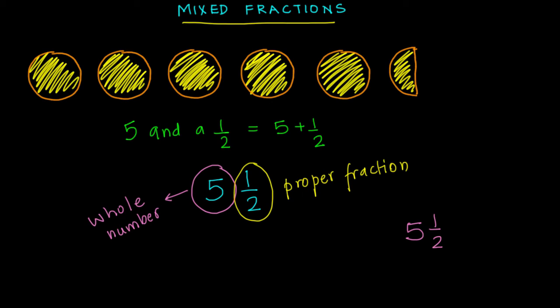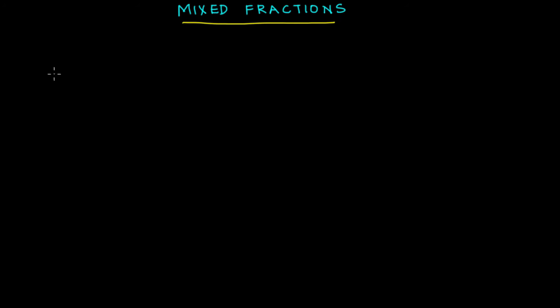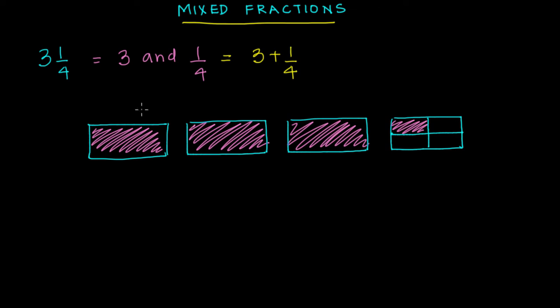Let's look at another example. So let me get rid of this. And let's look at the way we say this number: it is 3 and 1/4. And what we really mean by it is 3 plus 1/4. And we can represent it visually like this, which means there are 3 wholes and there is a fourth.